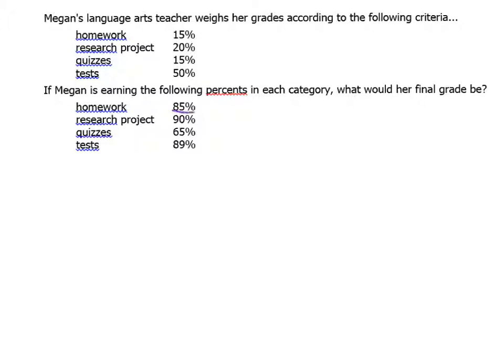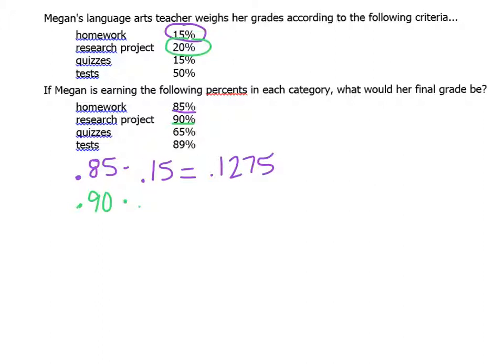So again, we're going to take the percent that she's earning, and we're going to change it to a decimal by moving the decimal back 2 places. So it's 0.85 times whatever the weight is in that category, and homework was 15%. So if I change that to a decimal, I get 0.15. So 0.85 times 0.15 gives me 0.1275. All right, so if we look at the next category, the research project, she earned a 90% on, so that's 0.9, times the weight for that category, which is 0.2. So 0.9 times 0.2 is 0.18.